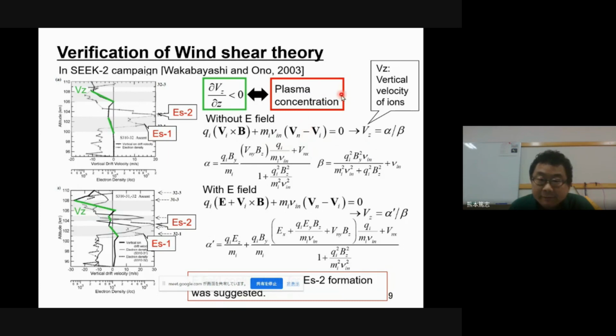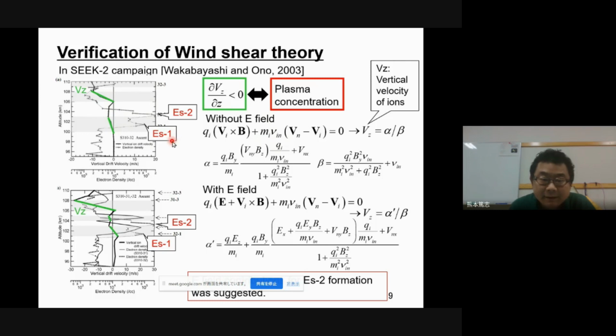And in addition, we can consider that plasma concentration could occur at the altitude range where there is a negative gradient of BZ in the BZ vertical profile. And so, by using this equation, we can obtain BZ vertical profile. We can see negative gradient here and here.